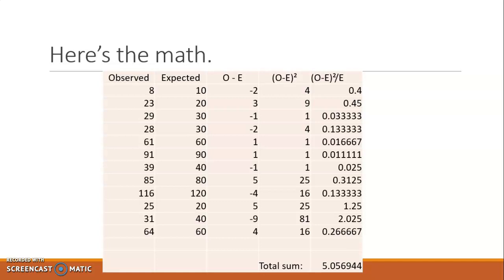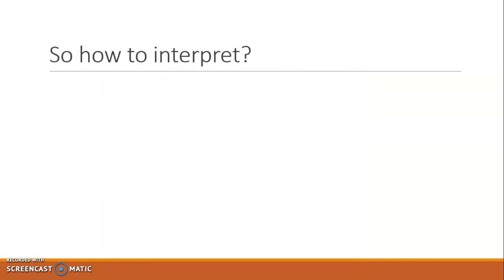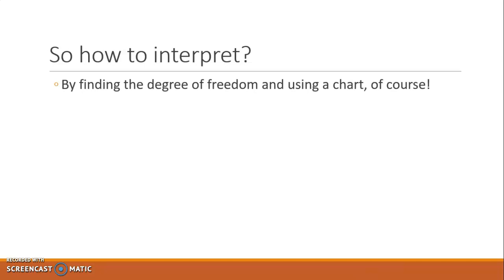So there we go. So we have the total sum, we have the chi-square number. What do we do with that? Well, what do we do with any of these things? You find the degree of freedom and look it up on a chart. That's what we've been doing for the past several chapters. Statistics in a lot of ways, on a conceptual level, you're doing the same thing.